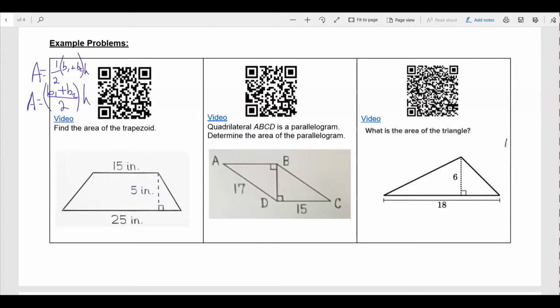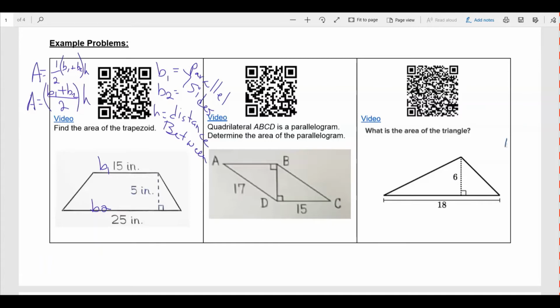Now, what are these different things meaning? We have base 1 and base 2. Those are our parallel sides, and the height is the distance between them. So in a trapezoid, which one is base 1 and which one is base 2 does not matter, because I can flip this trapezoid on its head and it'll still be the same shape. I tend to just make the top one base 1 and the bottom one base 2. Doesn't matter to me. And then our height is this dashed line.